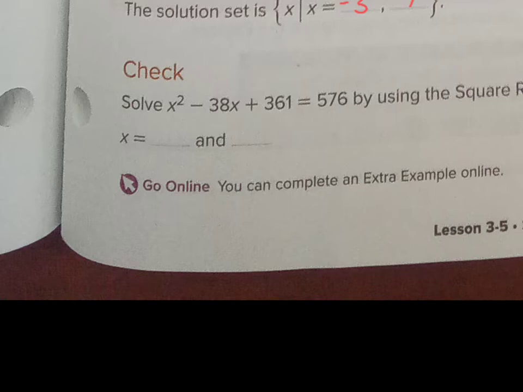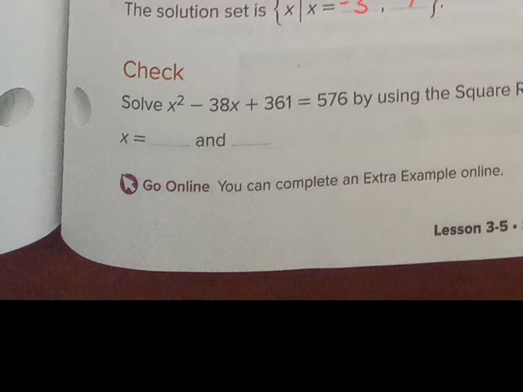So steps of factoring. Is it in descending order? Yep. Is there a greatest common factor? Probably. Maybe. Well, is there or is there not? Yes. What is it? No. But don't just make stuff up. Other than 1, there is nothing, right? So you usually don't take out 1 on this step.